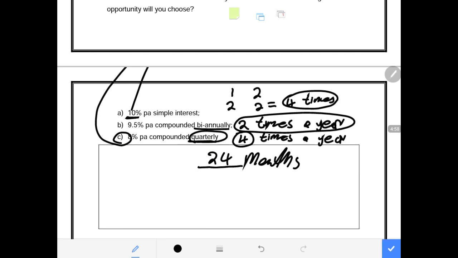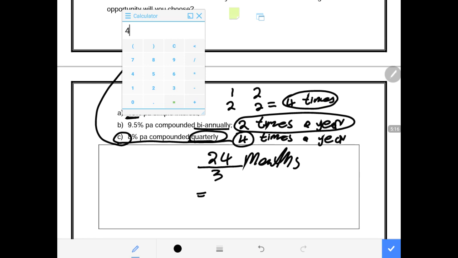We can divide this by the number of months in a compounding period. In the case of a quarter, we say in a quarter we have how many months? A quarter is 3 months. So now we need to say how many 3 months, or how many quarters, do we have in 24 months. If you say 24 divided by 3, this will give you 8, meaning it will be 8 compounds, same as I did with the previous one.